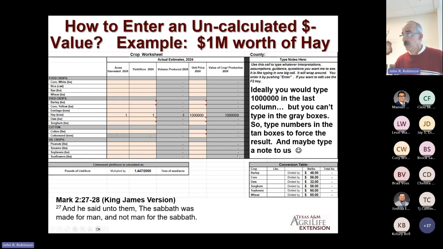And I say, yeah, put $1 million right in that price column, and right next to it, just type a 1, because the value of crop production is going to be the multiplication of the price column and the preceding column. So you can make this worksheet work any way you want. If you're entering an uncalculated single large number, then just put a 1 for volume, and the worksheet will accept it. So make it work for you.